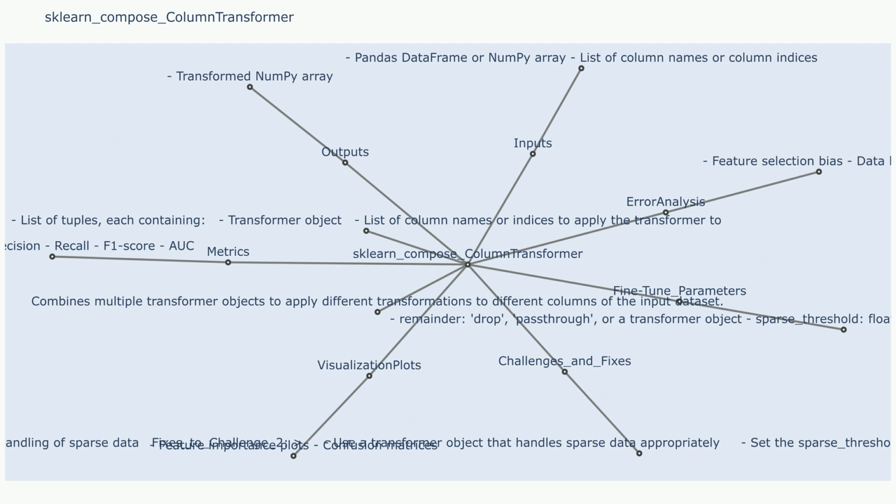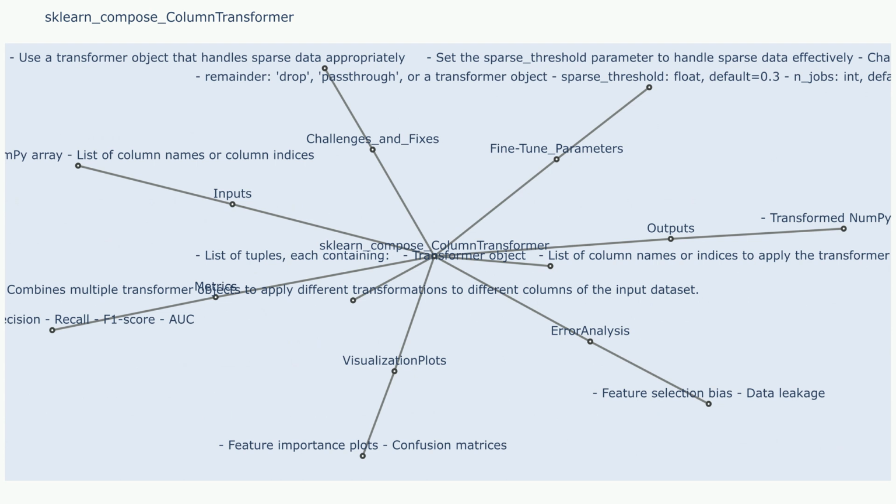Fixes. Carefully select the handle unknown parameter of one hot encoder. Ignore is often useful to handle unseen categories. Consider techniques like feature selection to reduce dimensionality if necessary.